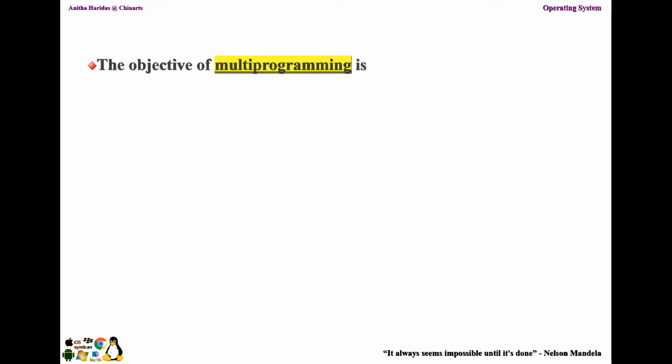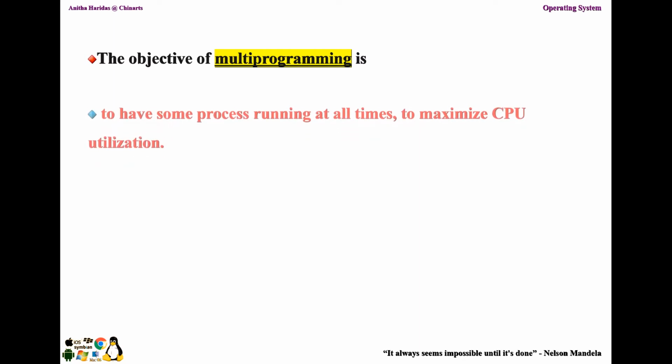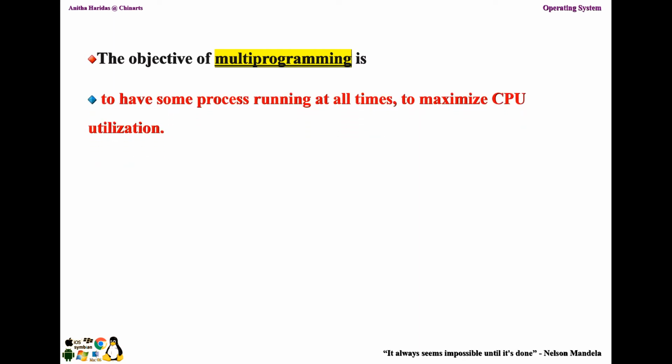Correct. Now, the main objective of multi-programming, why we want multi-programming, right? It is to have some process running at all times. What do you mean by that? Suppose I have process 1 and process 2. If process 1 is doing some input-output operation, by that time the CPU is going to be idle. So to utilize that idle time, we can allocate process 2 also into the CPU so that you maximize the CPU utilization. So this is one of the main objectives of multi-programming.